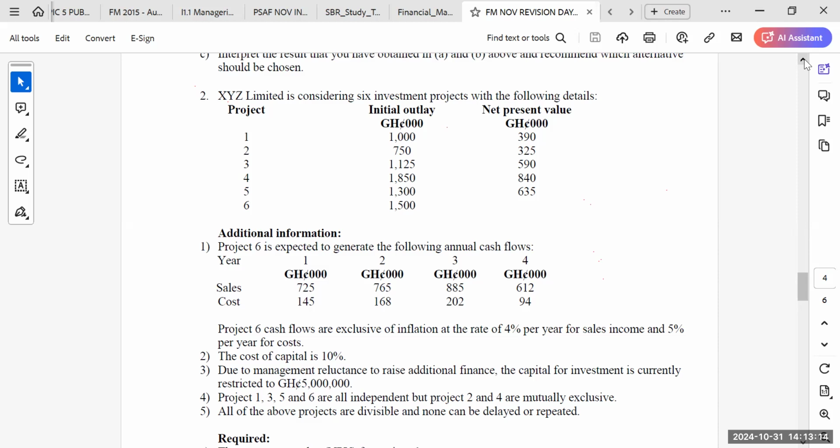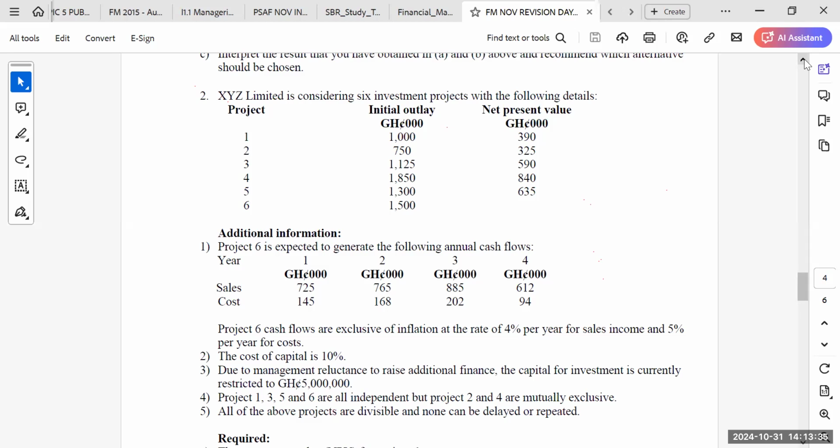So we have year 1, 2, 3, 4. The sales is 725, 765, 885, 612. Project 6 cash flows are exclusive of inflation at the rate of 4% per year for sales income and 5% per year for cost.